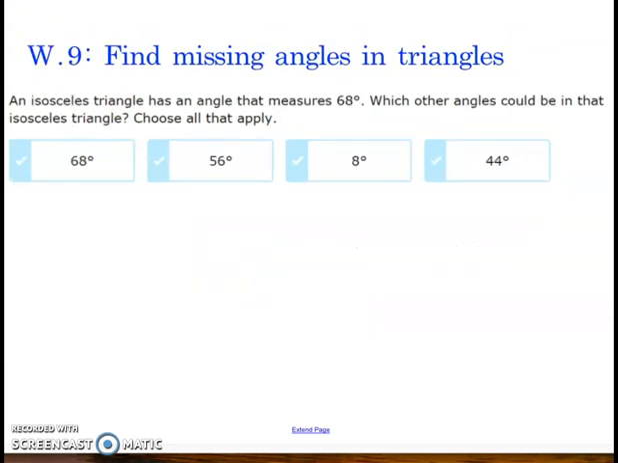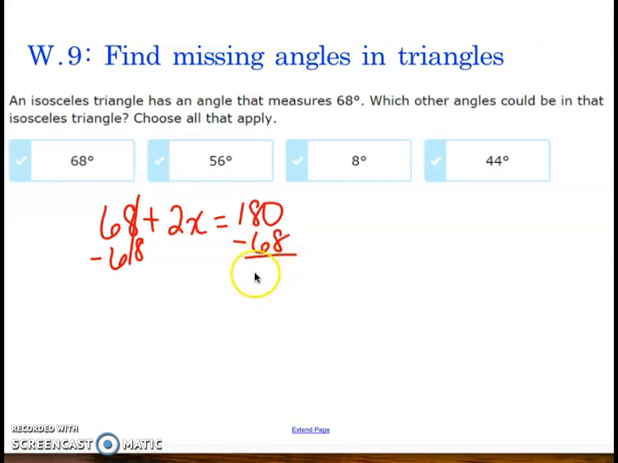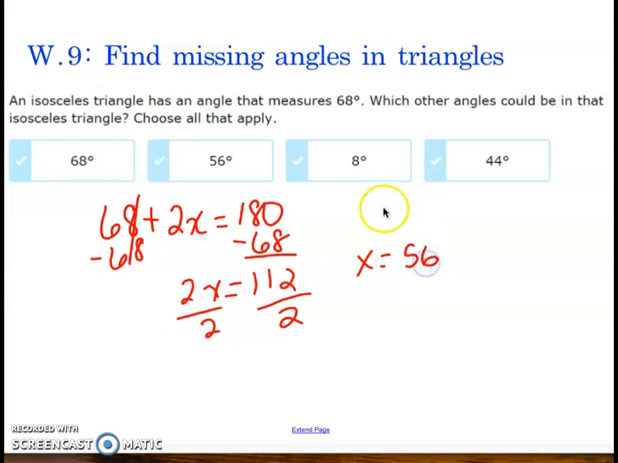Now, I want to look at another example like this. This says an isosceles triangle has an angle that measures 68 degrees. Which other angles could be in an isosceles triangle? So the same thing, I could have a 68 degree angle and then 2 others that are equal to 180. If I subtract 68 from both sides, I get 112 equals 2x, right? I divide by 2. So I get 56. So I could have a triangle that has 68 degrees, 56, and 56.